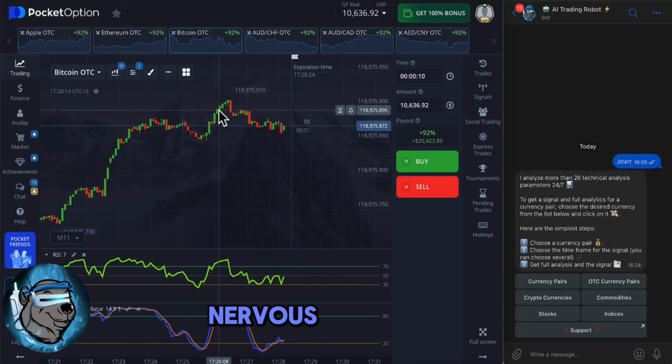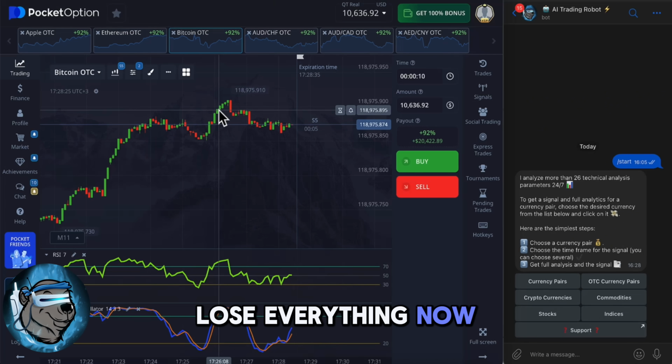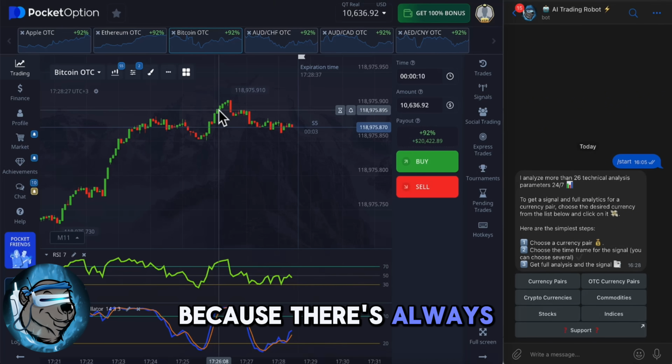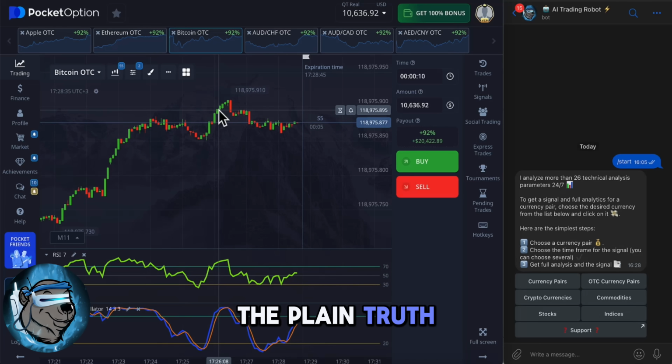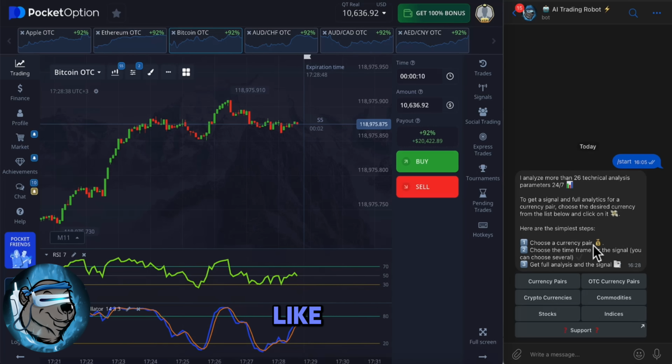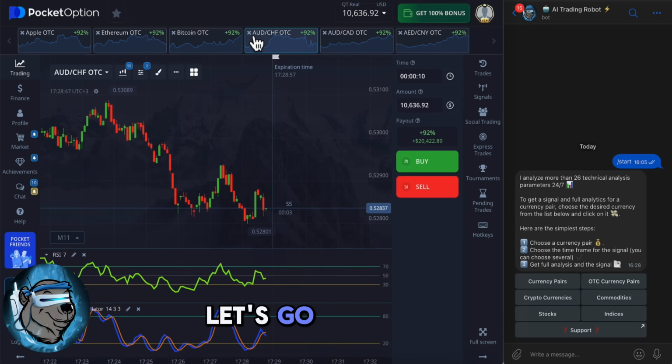I'm always very nervous before the final trade when I set a goal, because either I'll lose everything now or I'll make money. Because there's always a risk of loss in trading. That's always the case, so you need to acknowledge it and always tell the plain truth. And in moments like these, despite having almost 10 years of experience, I still get nervous. So let's do this. Let's go.